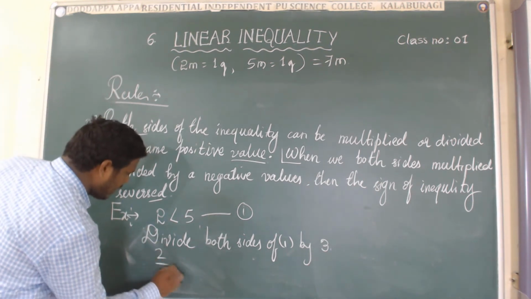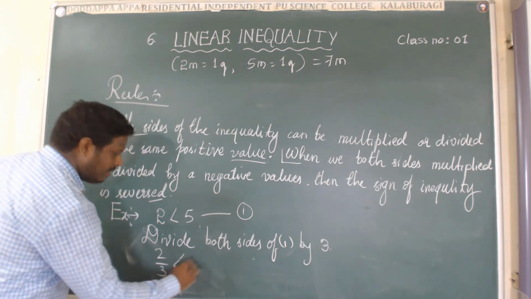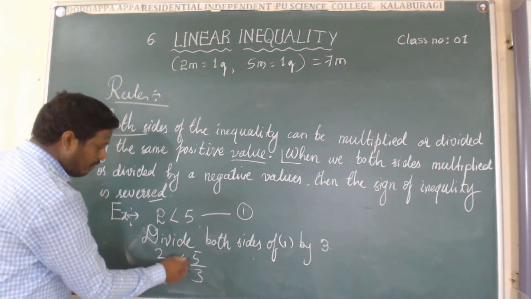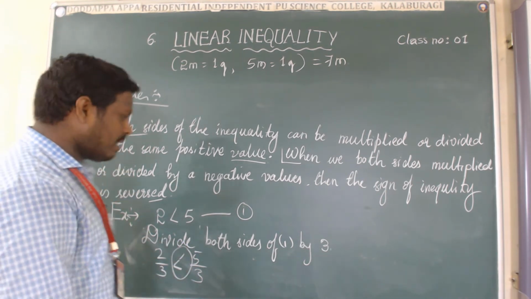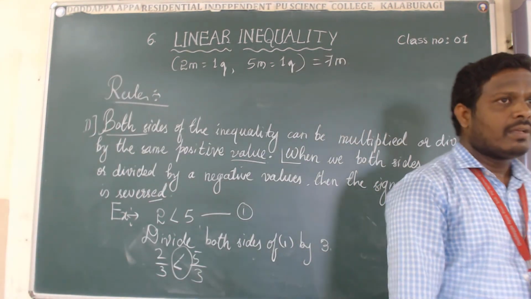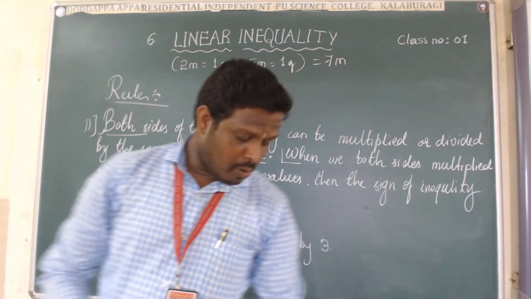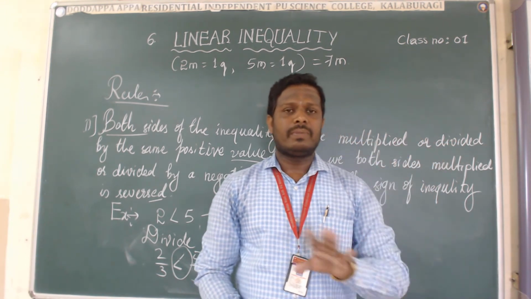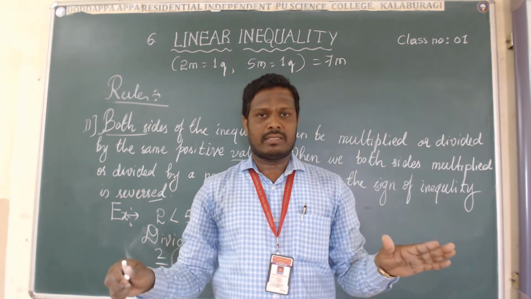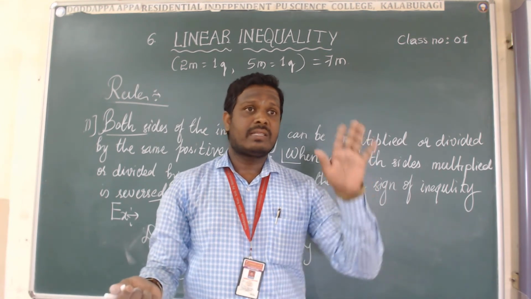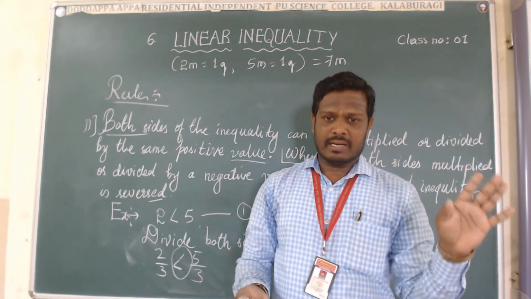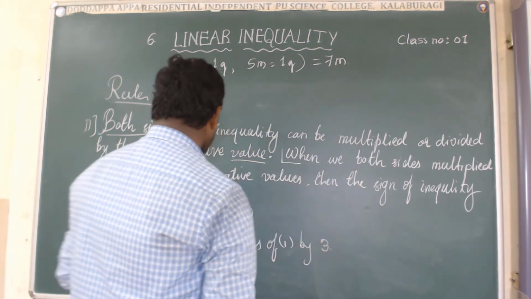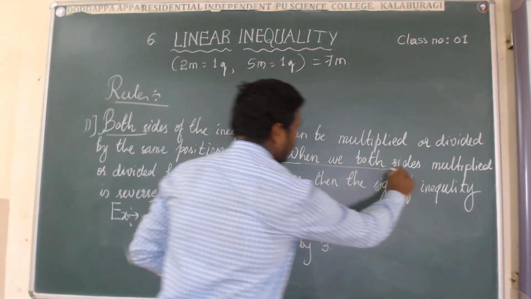So what will happen here? Again see here, 2 by 3 is again less than 5 by 3. This value is always less than this one. Again the sign of inequality does not change. By getting these points, we conclude that when both sides of an inequality are multiplied or divided by the same positive number, the sign of inequality does not change, does not reverse, it remains the same. There is no change we can see here. Getting my point?